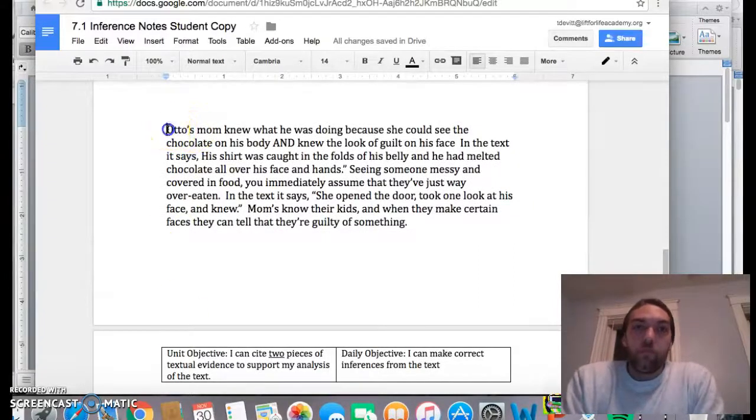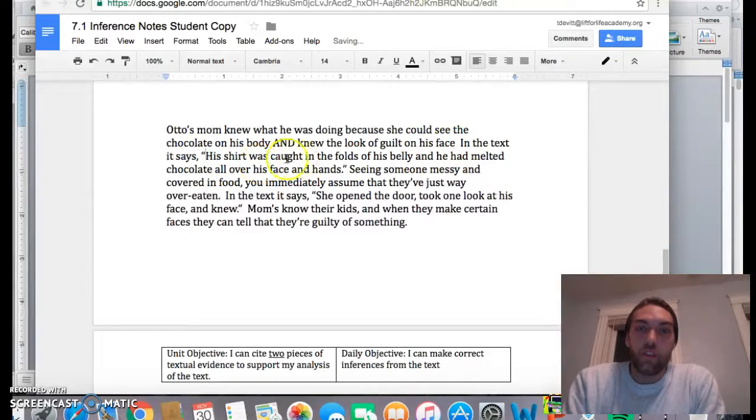So my claim, here it is. I said Otto's mom knew what he was doing because she could see the chocolate on his body and knew the look of guilt on his face. My evidence in the text, it says his shirt was caught in the folds of his belly and he melted chocolate all over his face and hands. Explanation: seeing someone messy and covered in food, you immediately assume that they've just way overeaten.